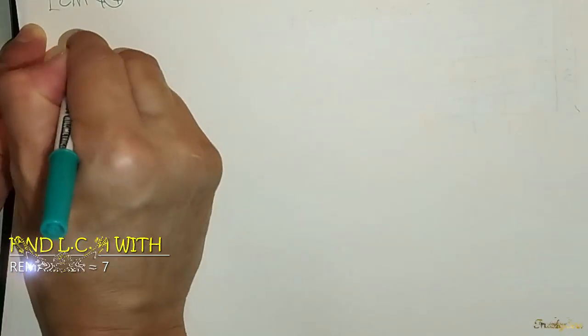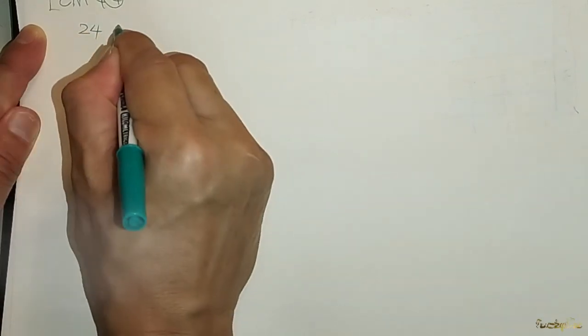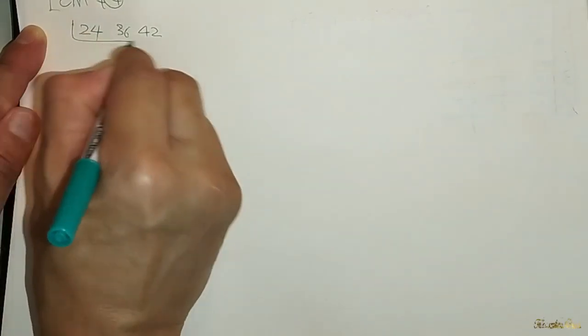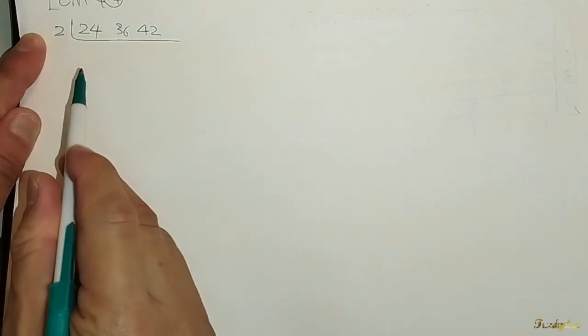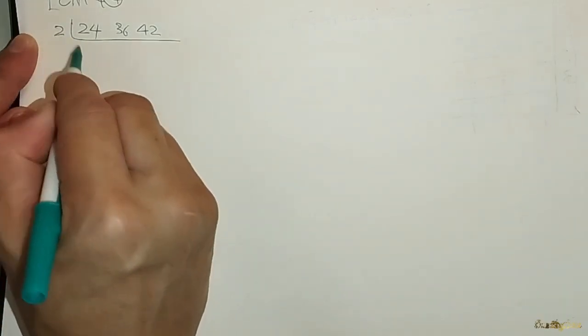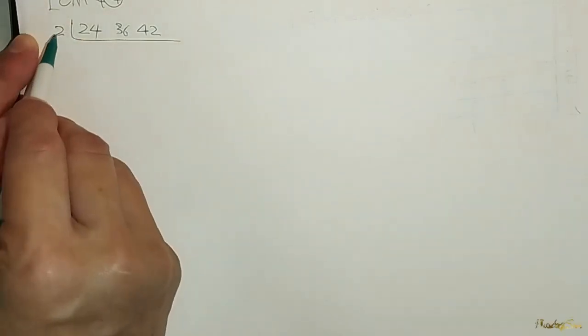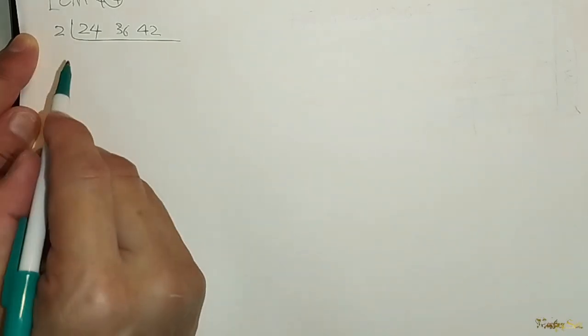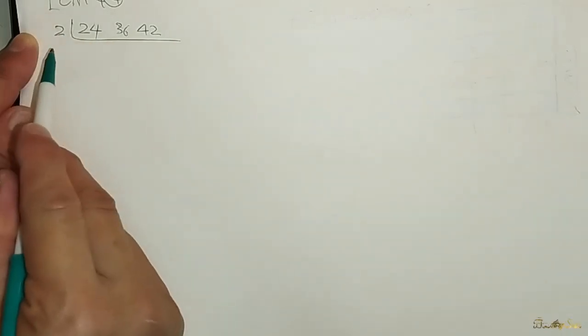I will use back the same example: 24, 36 and 42. This is my favorite example. Now we're going to divide by 2, the least common prime factorization. This is the prime factorization. On this side here, you cannot use any other number except prime numbers.